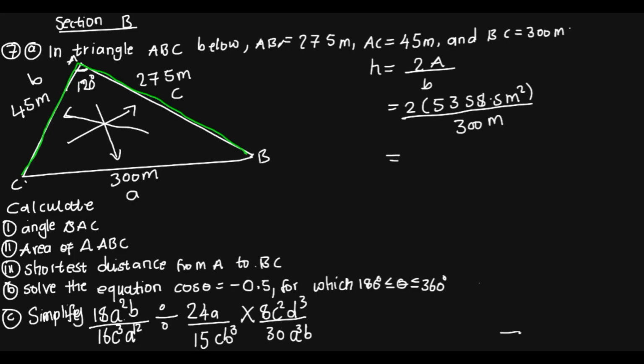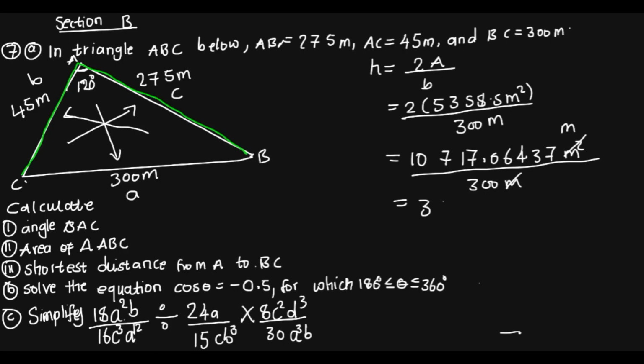So say 2. So I'm getting about now 10,717.06437 meters squared divided by 300 meters. So we can say that the meter, this will cancel, giving us this. So this number now, answer divided by 300, I'm getting 35.7 meters. So this is our possible shortest distance that we can have on this problem. Now let's move on to question B.